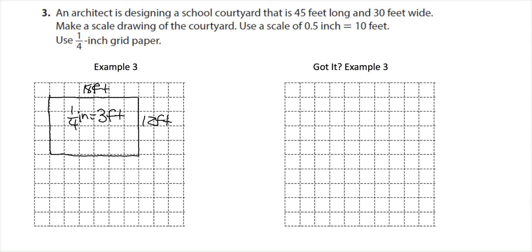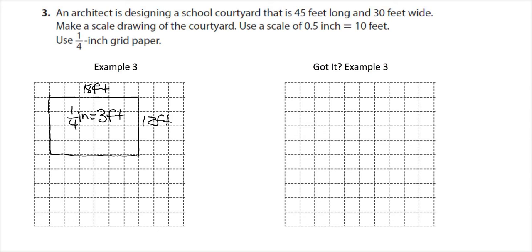It says an architect is designing a school courtyard that's 45 feet long and 30 feet wide. Make a scale drawing of the courtyard. Use a scale of 1/2 inch equals 10 feet. Use 1/4 inch paper. All right, so let's figure this out.